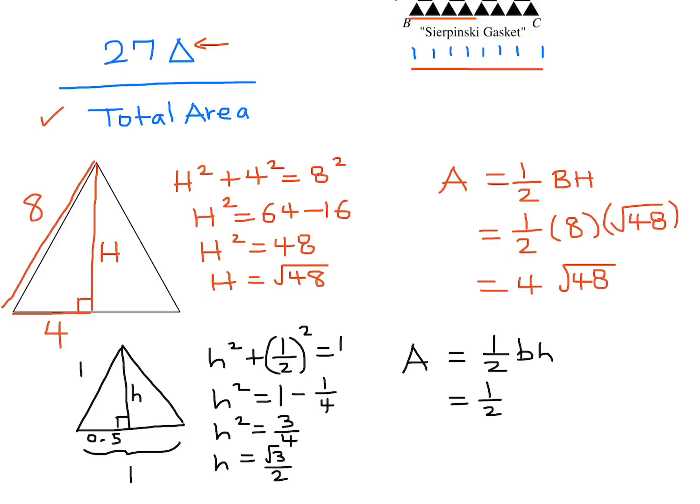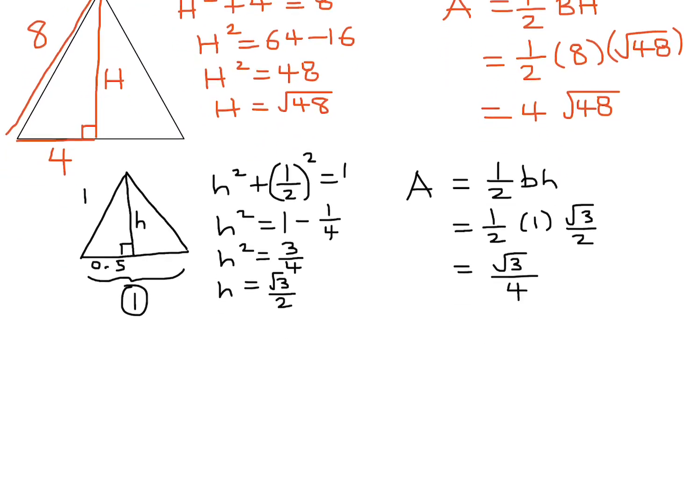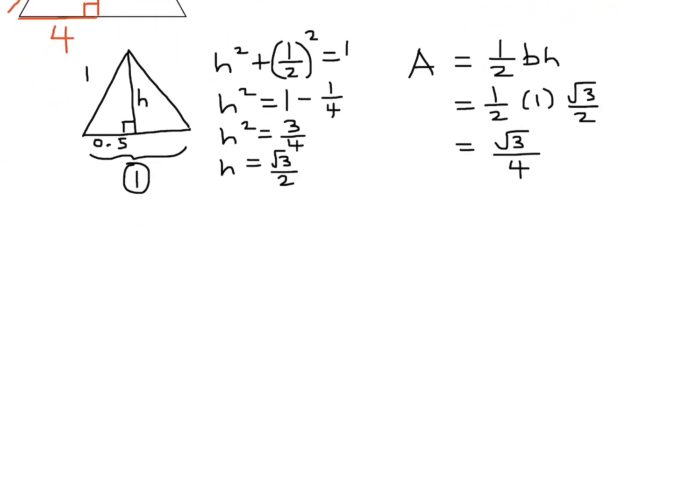The base is 1 here. The height we just figured out as root 3 over 2. And therefore the area of each of these small triangles is root 3 over 4. So finally, we can figure out what they're asking for, which is the ratio of all the black triangles, which is 27 of them, all over the total.